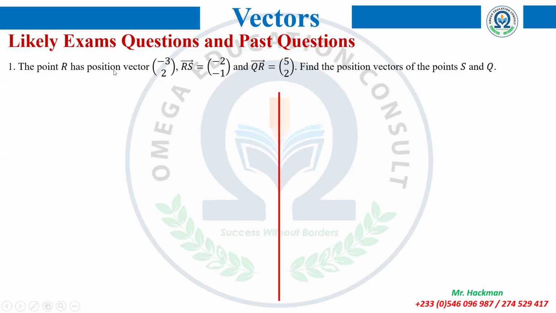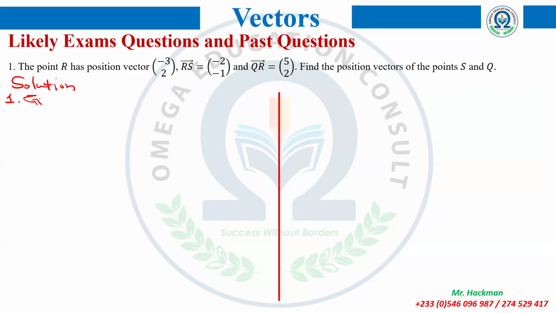The point R has a position vector. This is the point R with its position vector. Then RS with this QR. Find the position vectors of the points S and Q. So this is how best we are supposed to deal with this question. Solution, that's what you write first. Questions are numbered because we usually want you to number your solution, so you number as well, then you extract.